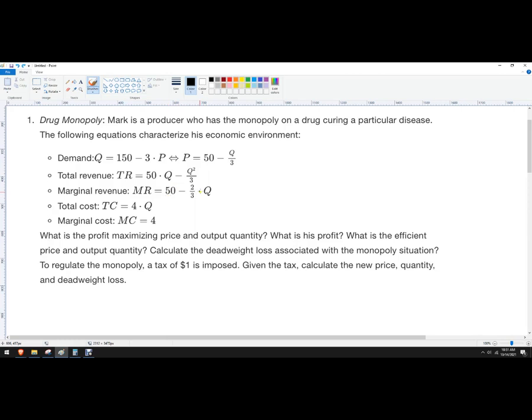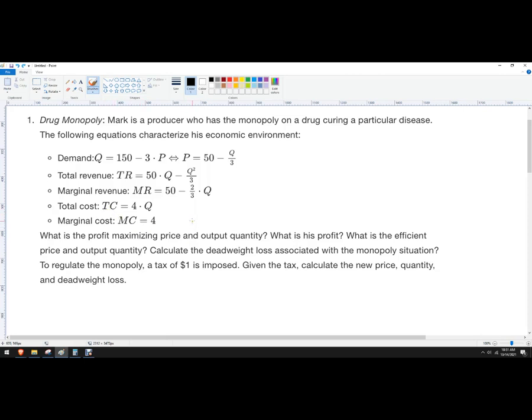Marginal revenue has already been solved for us. It's the partial derivative with respect to Q of this function, or really it's the rate of change in total revenue as we produce more quantity, or rather sell more quantity. Total cost is just 4 times Q, so this is 4 monies, whatever the money is in this environment, for every drug that they produce. Then the marginal cost is just 4 because that's the change in total cost as we produce more units. So that's always going to be 4.